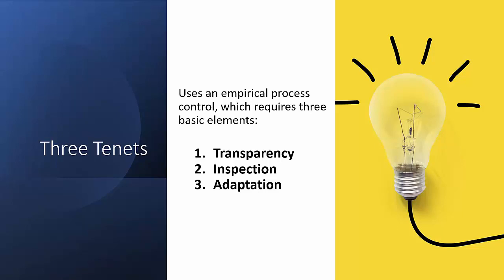Transparency, inspection, and adaptation. In which kind of context would these 3 tenets work best? We all agree that they work well across the board, but in which type of contexts does Scrum work best? Well, it works best in relatively small teams. 5 to 8, 9, up to 12. It's a small team. There, Scrum works very well.